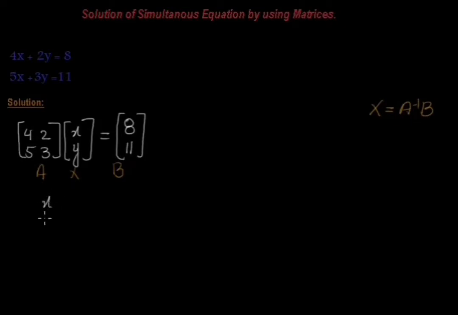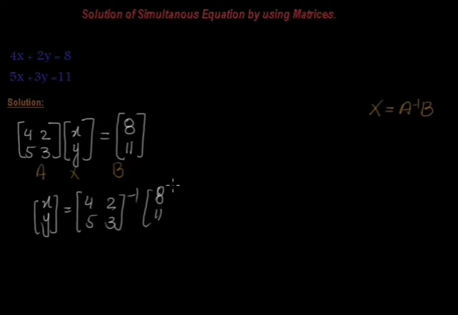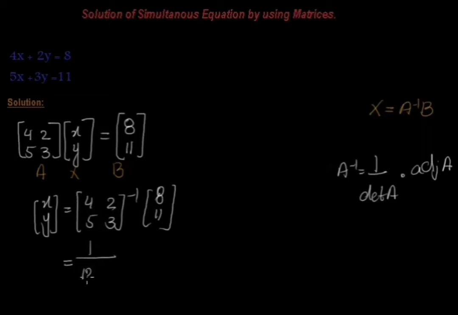So if we leave the matrix x, y here, we get the inverse of the matrix 4, 2, 5, 3 times the matrix 8 and 11. The inverse of any matrix is 1 over the determinant of the matrix times the adjugate of that matrix. So the determinant of this matrix is 4 times 3 which is 12, minus 5 times 2 which is 10, times the adjugate of that matrix, which is 3 and 4. I just swap the values of the main diagonal, and for the other diagonal I multiply them by the minus sign. So it's negative 5 and negative 2, times the matrix 8 and 11.